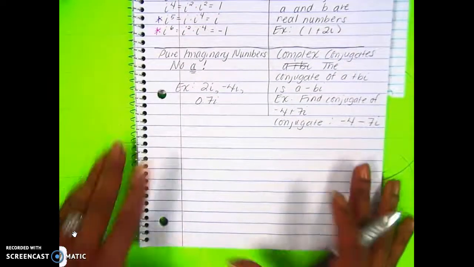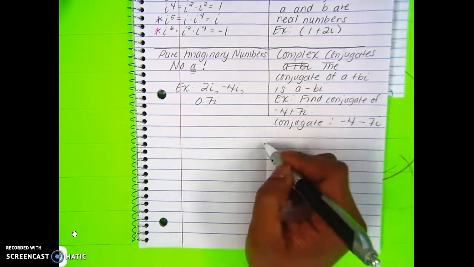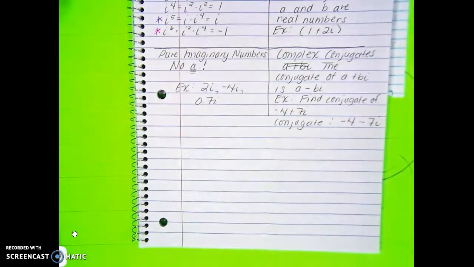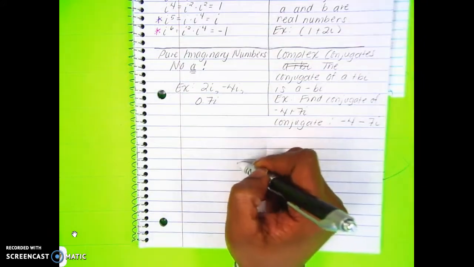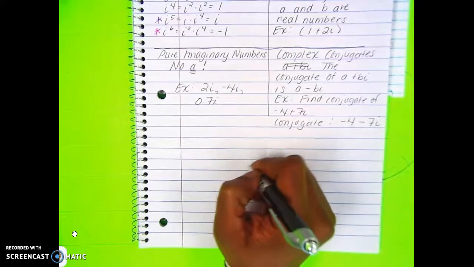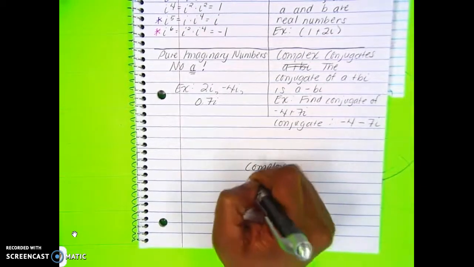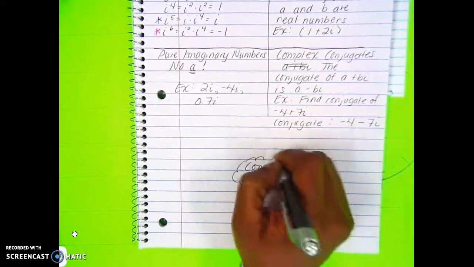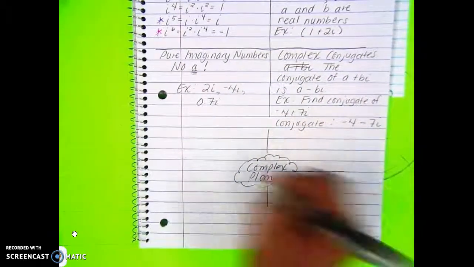Now we're going to go to an empty space, and we're going to make a Frayer model here for the complex plane. I'll go down about 4 lines to write complex plane, draw my little cloud, and make 4 quadrants.